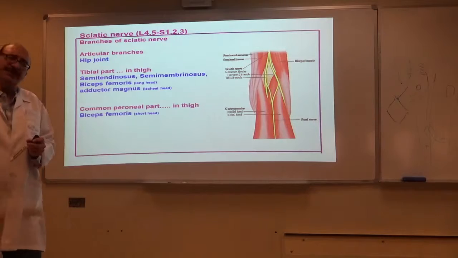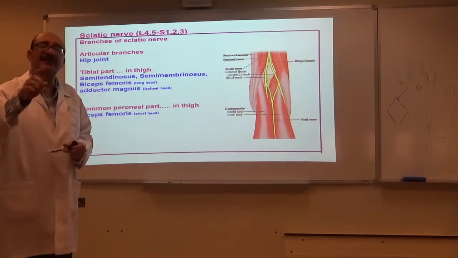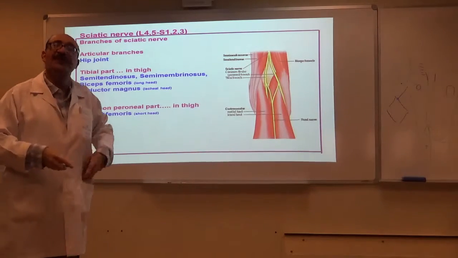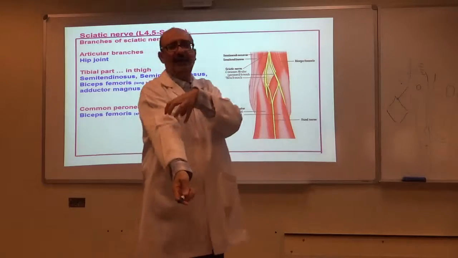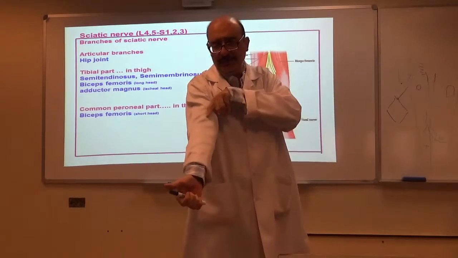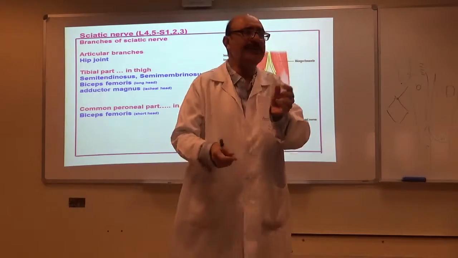Remember one thing in the world. Any nerve which is crossing a joint must give a branch to the joint. For example, here is the elbow joint. How many nerves are crossing in this region? Three nerves. Median nerve, ulnar nerve, radial nerve. So all of them will give branches.